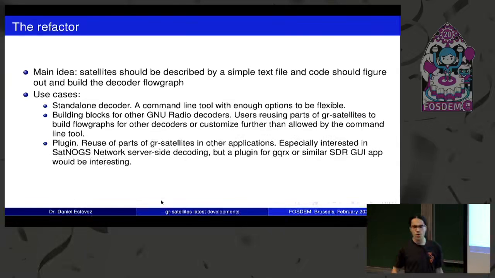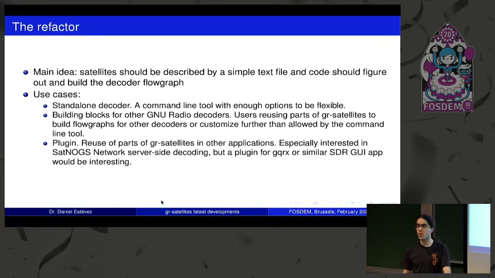So the main idea for the refactor would be to eliminate all this redundancy. And the motivation is, well, let's see if we can come up with a way to describe what the satellite is transmitting, like have a simple text file with: this satellite is doing this protocol with this error correction, and these sorts of things. And then we should have code to read that text description and automatically figure out how to put together the decoder flow graph. And I identify 3 different use cases for this kind of refactored decoder.